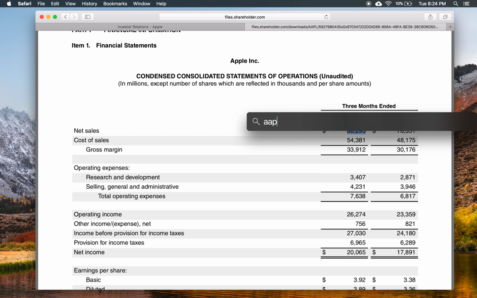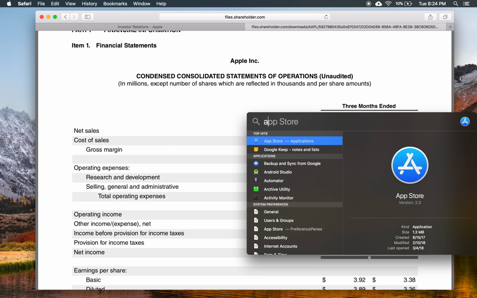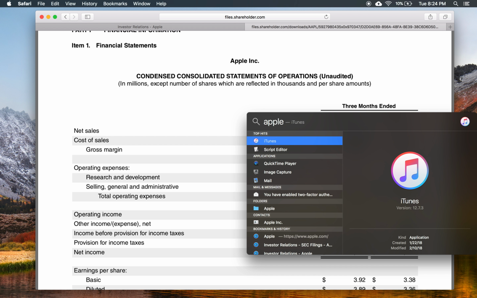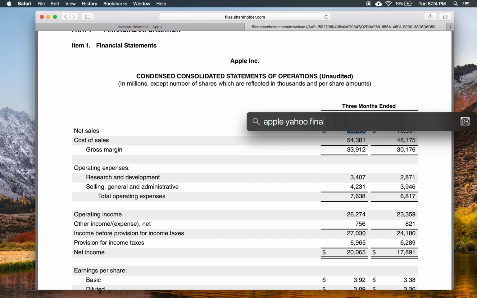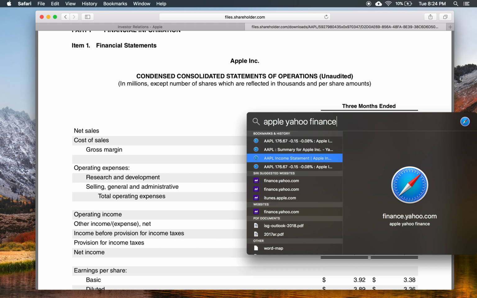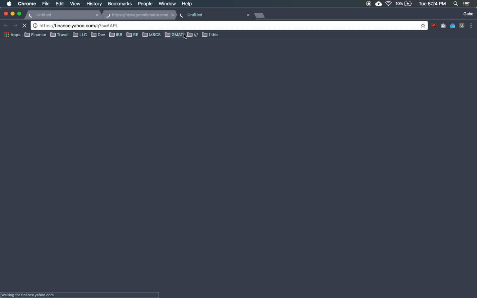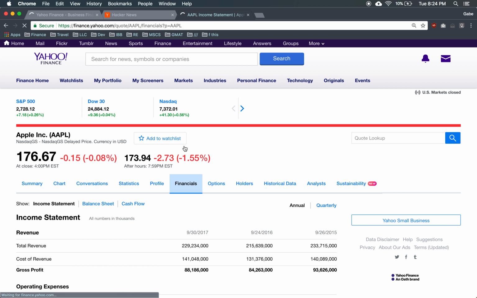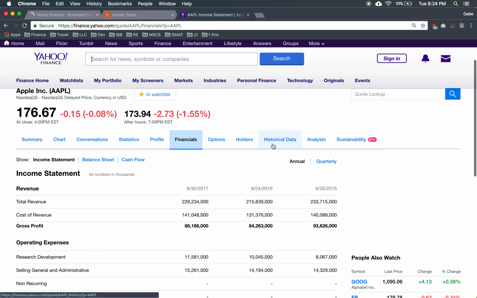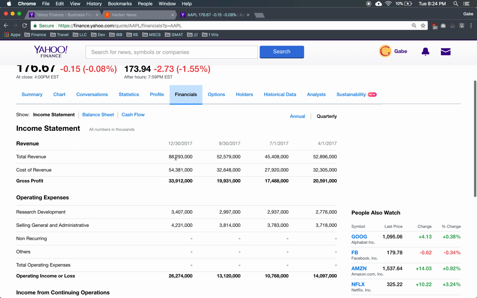So, say you're looking at another resource. Say Yahoo Finance. And we look at their financials, quarterly, for the same period, same number.